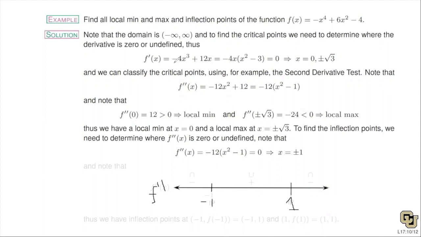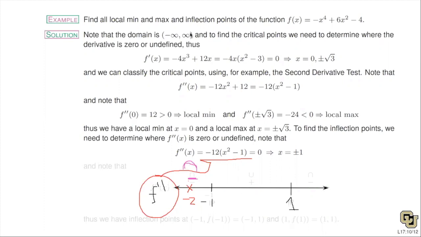So now what are we checking? We're checking the sign of the second derivative. So I'm looking at this function. For example, if I pick -2 and plug it in, -2 squared is 4, minus 1 is 3, times -12. So here it's going to be negative. So to the left of -1, this is going to be negative. That's going to be concave down.